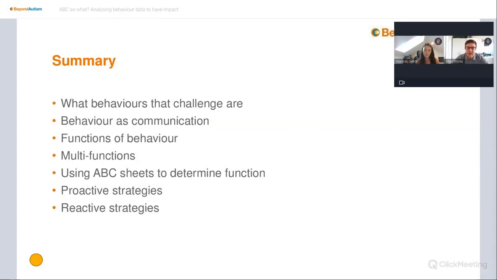And then once we've got that function, what are we doing with it? We're looking to implement proactive strategies, as many as we can before the behaviour, to reduce the chance of it happening in the first place. And then also some reactive strategies just to make sure we keep everything safe, get back to baseline.